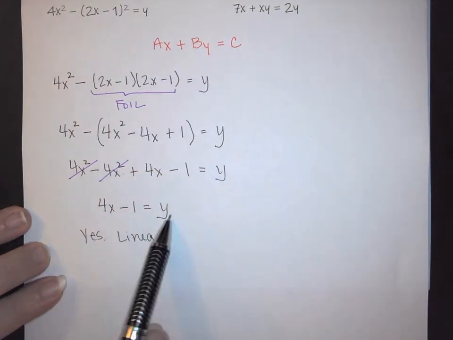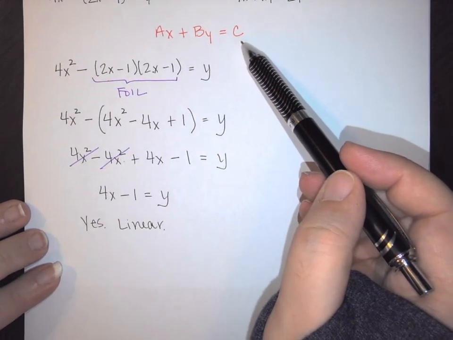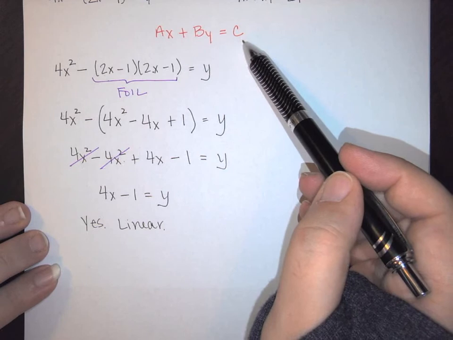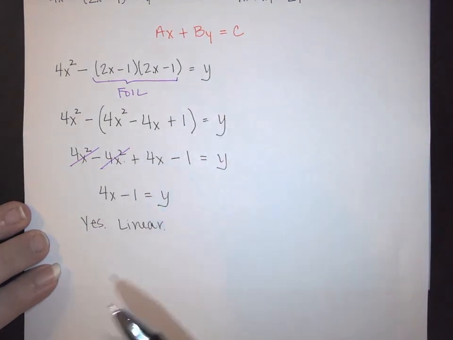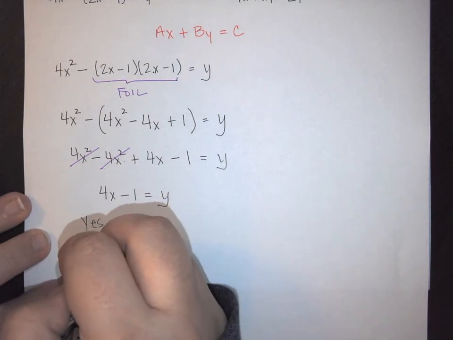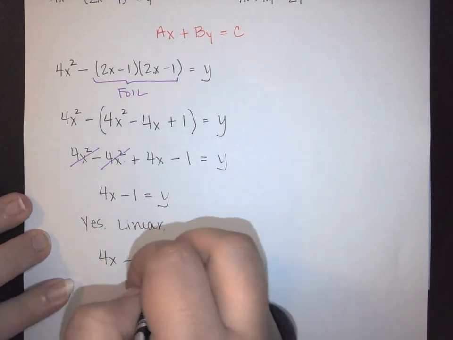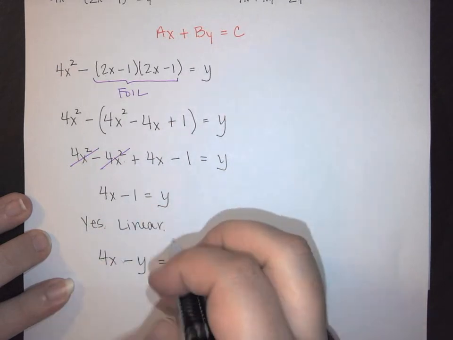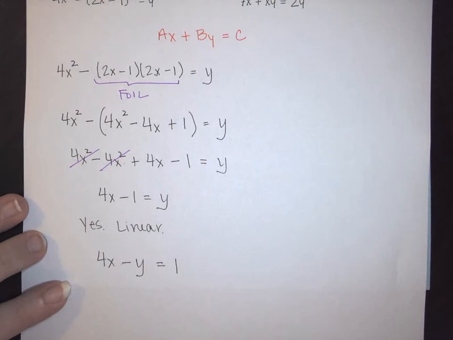And so we have to rewrite this in standard form, which simply means changing it into ax plus by equals c. So we need to move the 1 to the other side and move the y. So here we're going to end up with 4x, we're going to subtract the y, and then we have to add 1 to both sides, so equals 1. Here is my standard form.